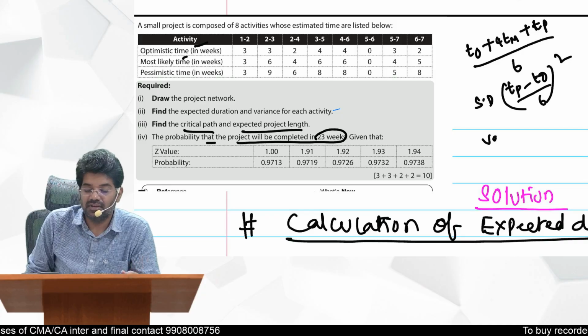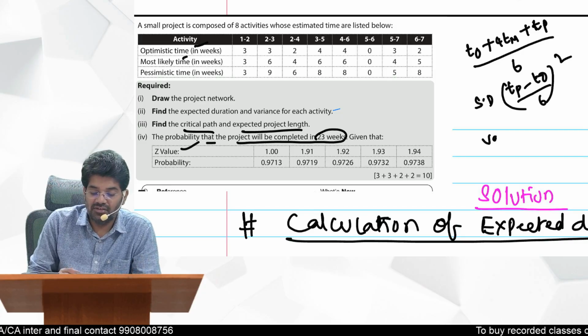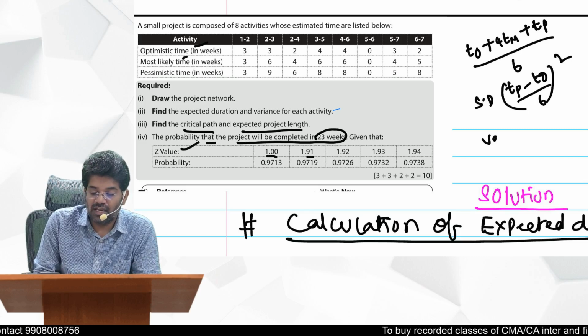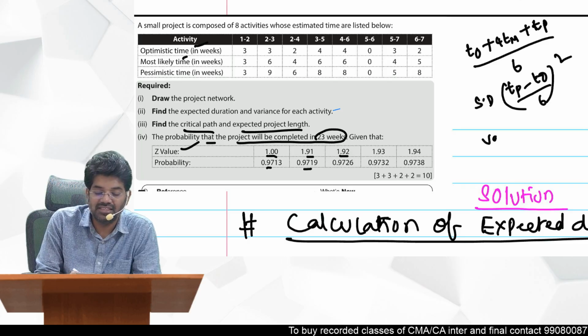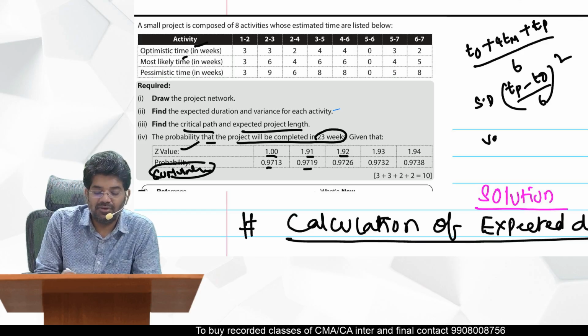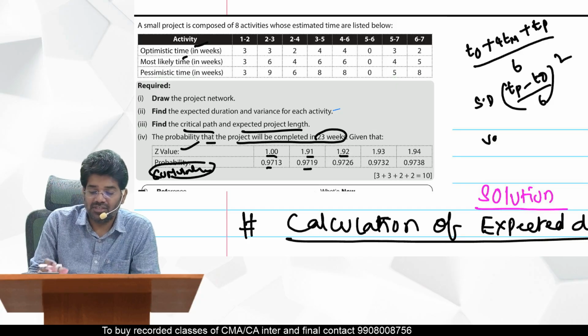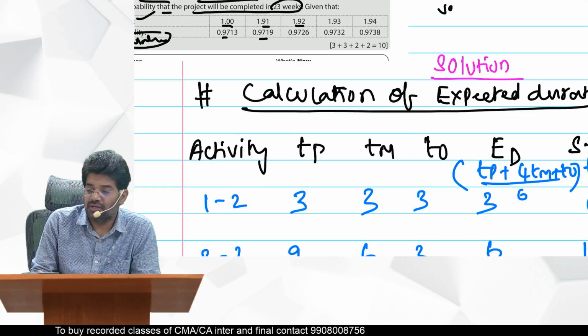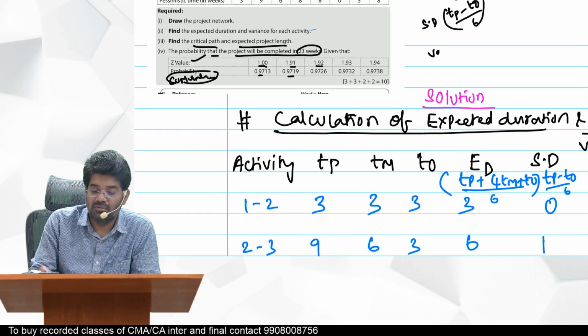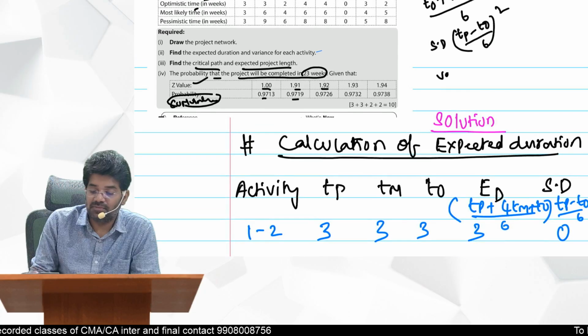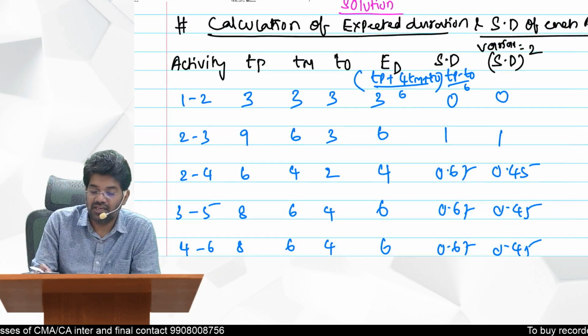The X value is given. They also gave you Z values here. If you see the Z values here, 1.9 gives 0.9713. 0.97 means definitely this is a cumulative table. They might have given a cumulative table. So the project network diagram you can do, that is not a problem. Now, the calculation of expected duration for each activity.